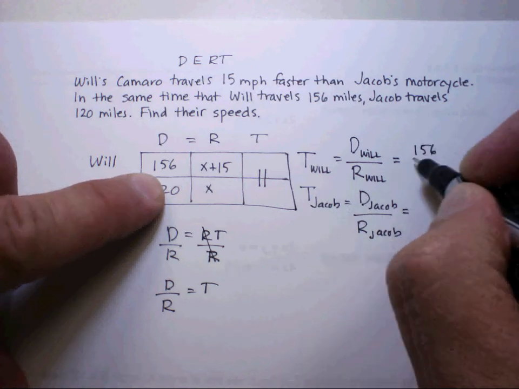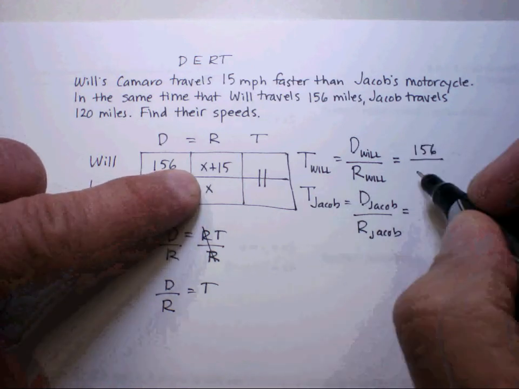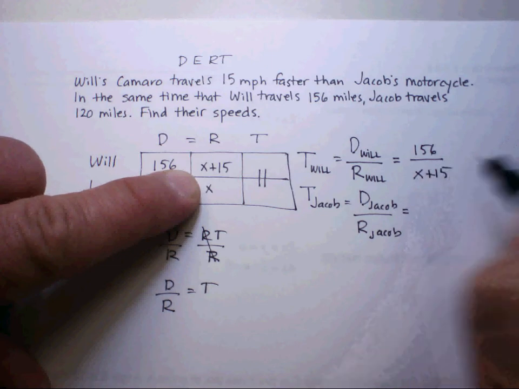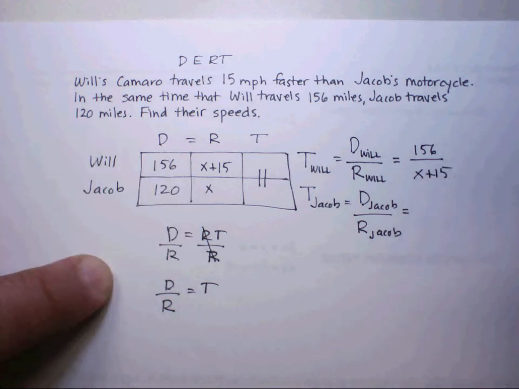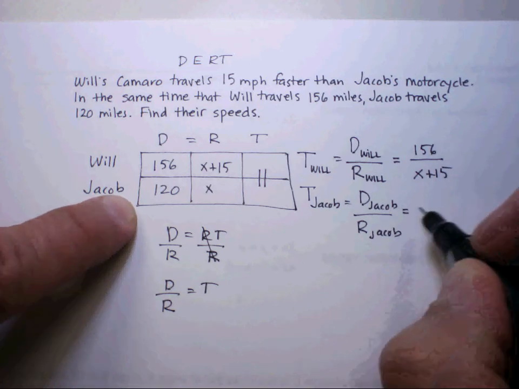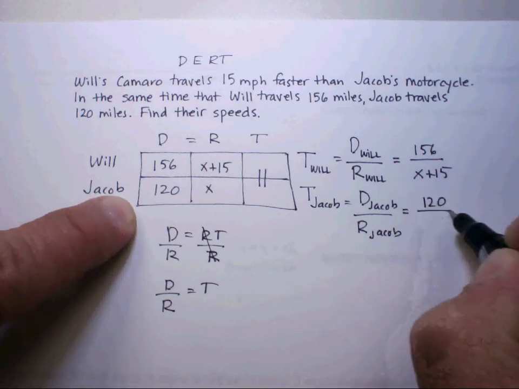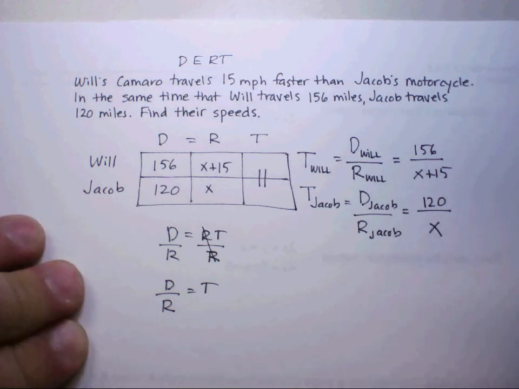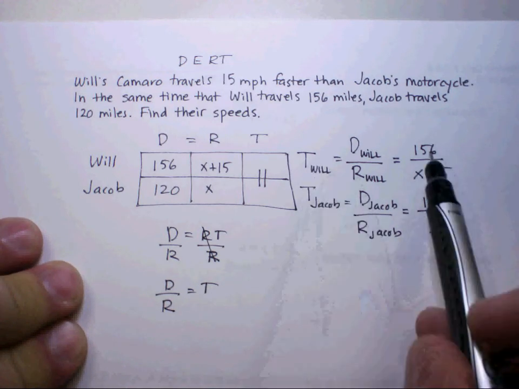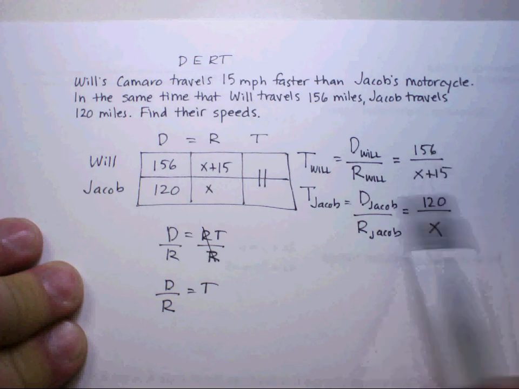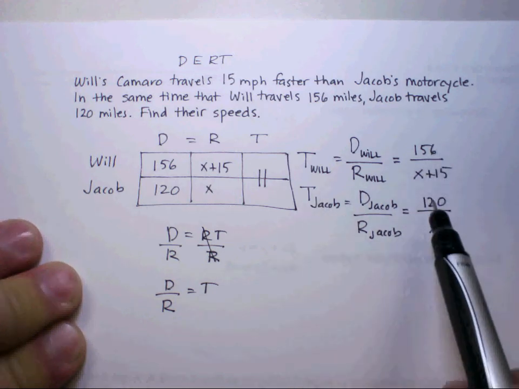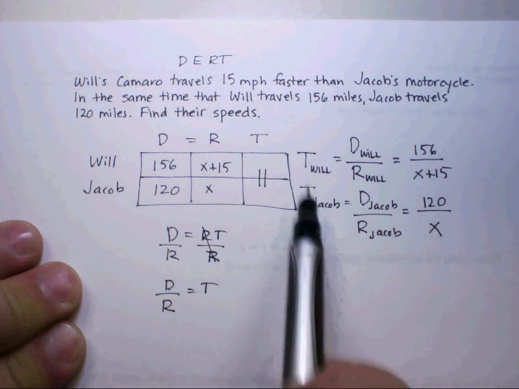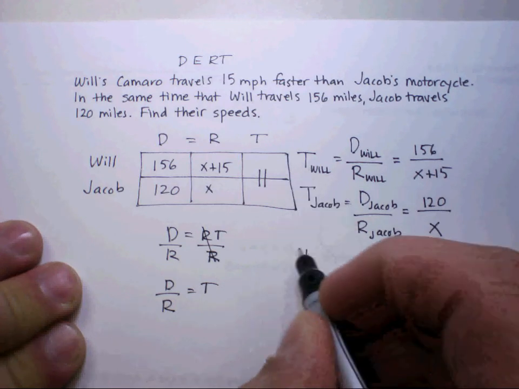Okay? Now let's start filling in some more things, because we can still do a series of substitutions here. Do I know what the distance for Will is? I do. It's 156. Do I know what his rate is? I do that too. It's x plus 15 miles per hour. Let's do the same thing for Jacob. Do I know what his distance is? I do. It's 120. Do I know his rate? I know that as well. It's equal to x.